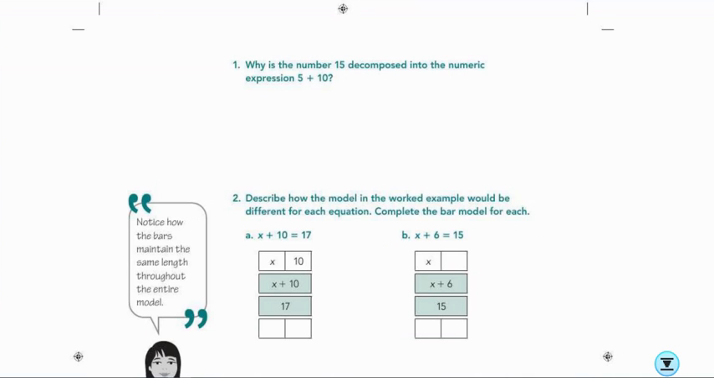On the next page, we're going to work some problems. And it says, why is the number 15 decomposed into the expression 5 and 10? And this should be pretty obvious because 5 plus 10 is equal to 15. So it's just a different way of writing the same number.